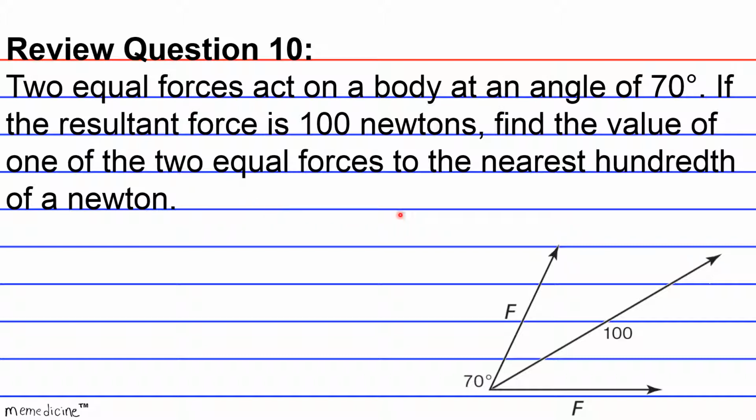All right, so the first thing that you're going to do is draw a diagram. And as you can see, I gave you a head start. I drew the two equal forces acting on a body at an angle of 70 degrees. And the resultant was drawn using the parallelogram rule, the resultant of 100 newtons.